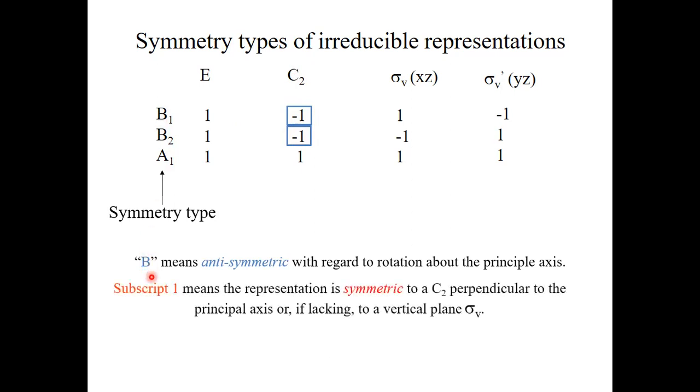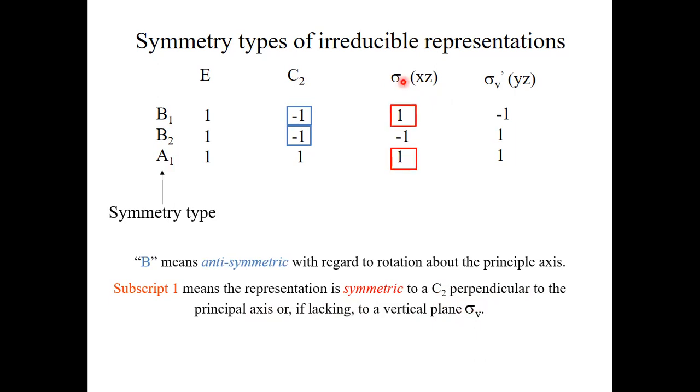So the subscript 1 means that the representation is symmetric to a C2 perpendicular to the principal axis, or if lacking, to a vertical mirror plane. So in this case, we do not have a C2 perpendicular to the principal axis, but we have vertical mirror planes. Okay, and if we have several ones that are non-conjugate, we always look at the one with the smallest number of primes, which would be in this case the sigma v.